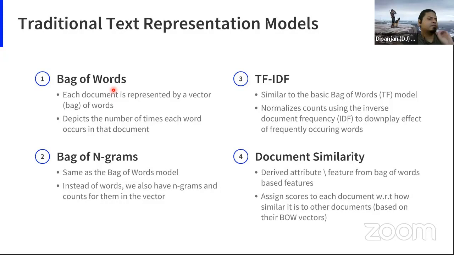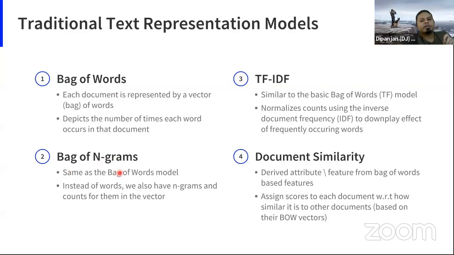You try to extract every unique word, and every word becomes a column or a feature. You represent every document by counting the number of times every word occurs in that document, and you end up with a vector of counts. That is exactly what bag of words does. It depicts the number of times each word occurs in that document, and that vector of counts gives you the bag of words vector representation for every document. This will be clear when we go into the notebook briefly.